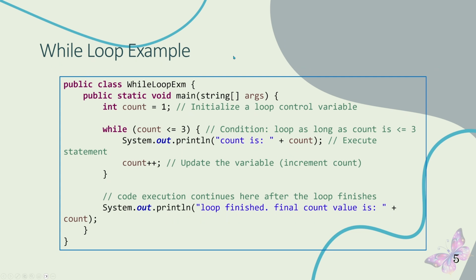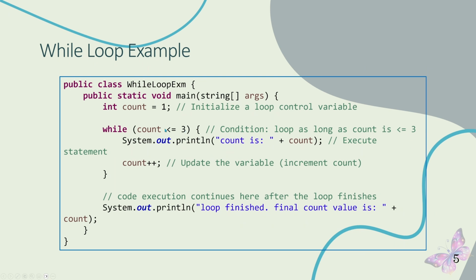Here is an example. This is a while loop. Inside this main function we have created one variable called count. It's an integer variable, and we initialize it with the value 1. Then you need to put the condition of the loop. The condition here is while count is less than or equal to 3, then you print System.out.println count. So this is the execute statement.